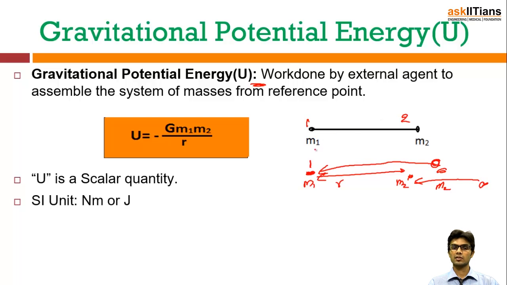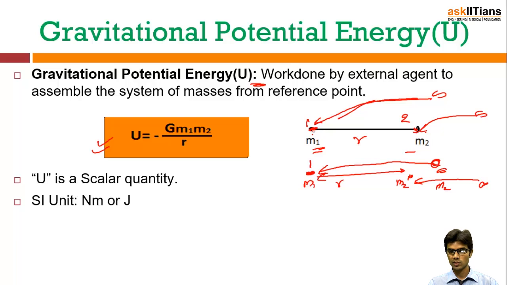So this is m1, this is the new position of m2, and the distance between them is r. We are collecting the masses from infinity to a particular position, so there is a gravitational potential energy between these masses at the new positions. It can be found by the work done by the external agent bringing m1 from infinity to here and m2 from infinity to here, and this value will give U is equal to minus G m1 m2 by r.